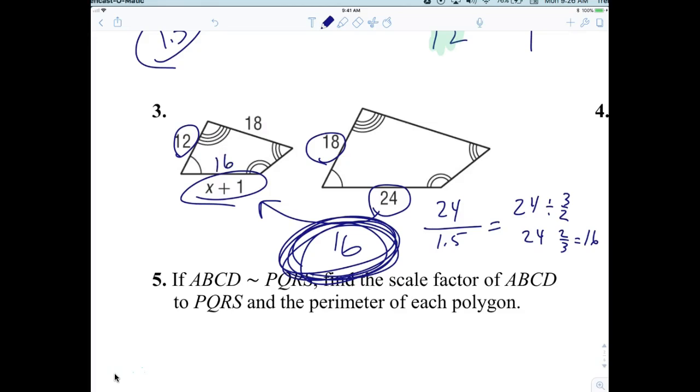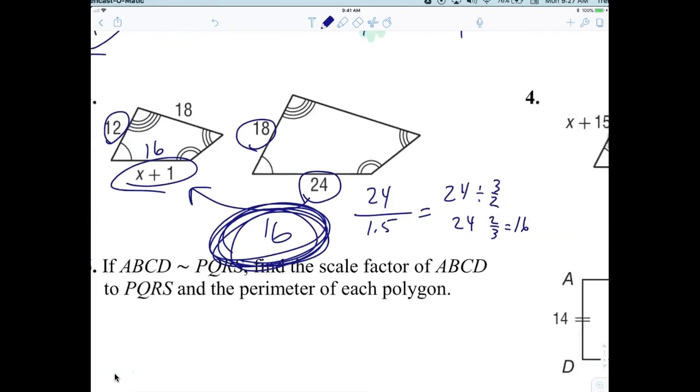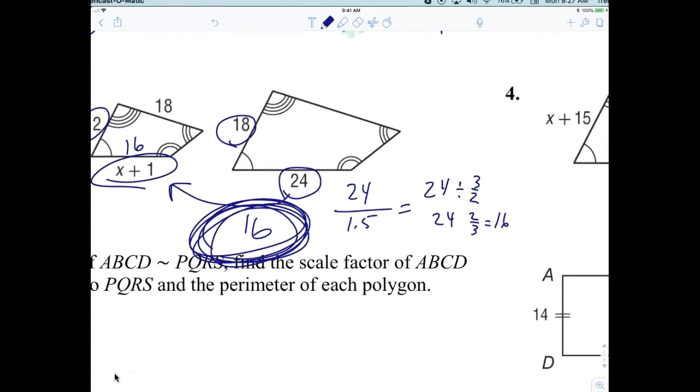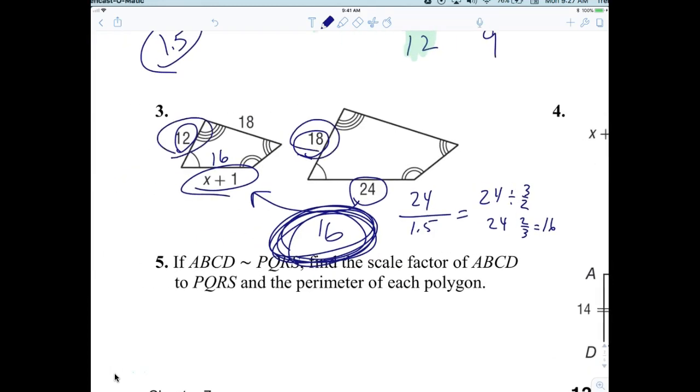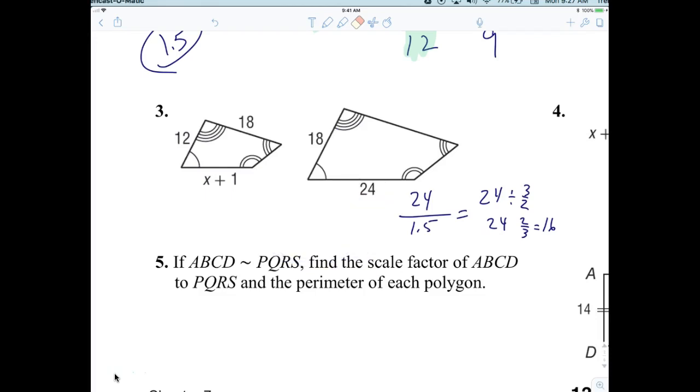Why is it 16? Because 24 divided by 1.5 is what? Why 1.5? Because what's 18 divided by 12? Why are you doing 18 divided by 12? Well, what do you want to do? I'm not trying to be funny. I'm asking you, what are you finding? How much bigger the other one is than the other.